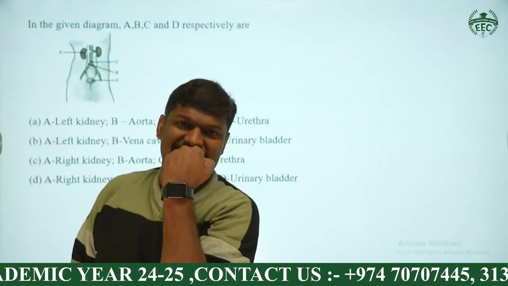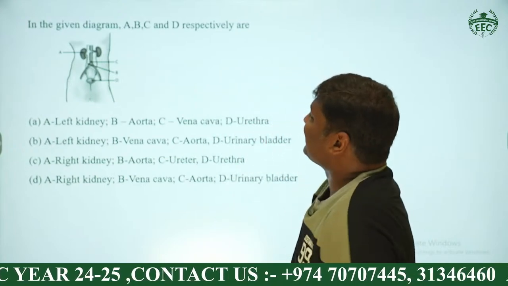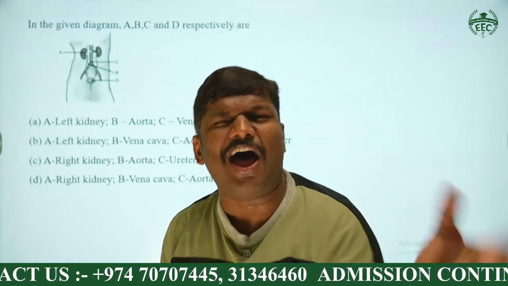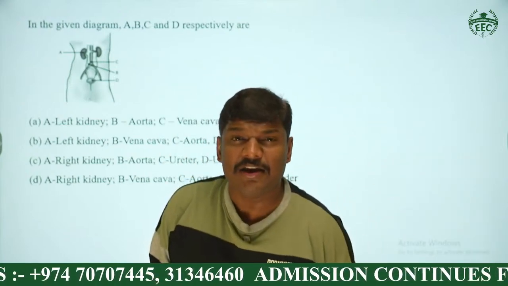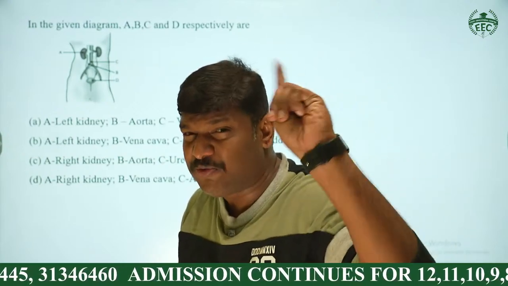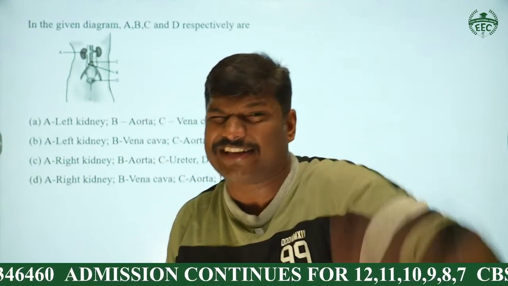Second last question. Listen here, in the given diagram, A, B, C, and D respectively. So we completed transportation. We are moving into the last life process. Again, how many life processes are there in a living organism? Four. Three we completed, and we are at the last life process, that is called excretion.